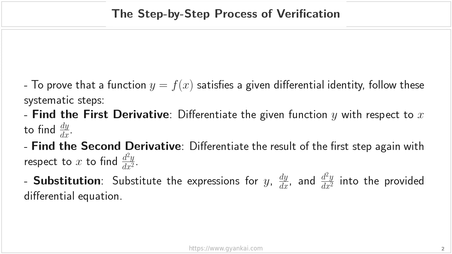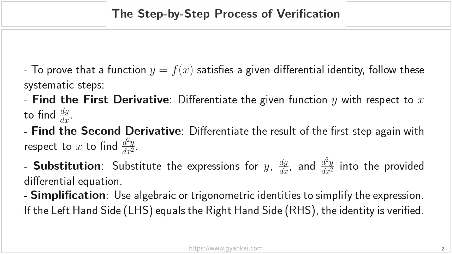The third step is substitution. At this stage, you will take your expressions for y, dy by dx, and d squared y by dx squared and substitute them into the provided differential equation. Finally, we perform simplification. By using algebraic or trigonometric identities, you will simplify the resulting expression. If the left-hand side equals the right-hand side, the identity is officially verified.